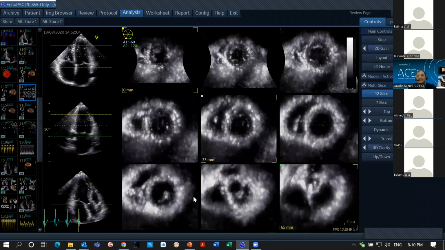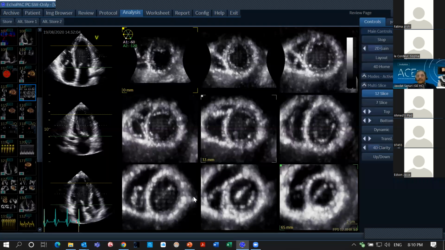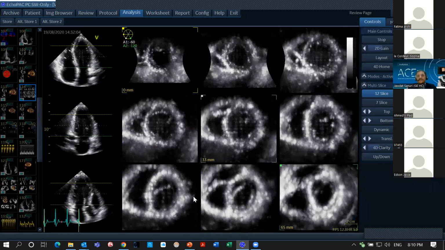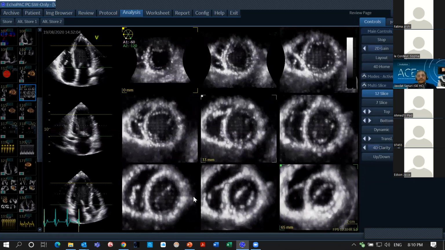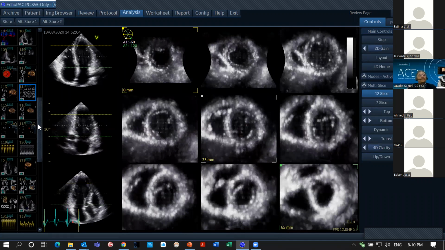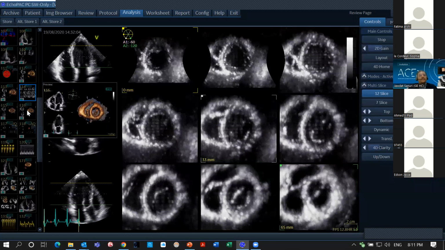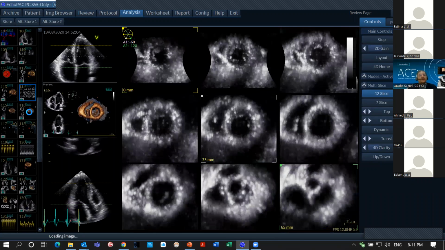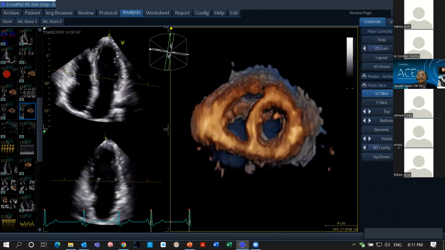Usually, sometimes with the RV free wall, I cannot see it with this multi-slice, then I need to readjust my views according to this multi-slice, and then I will be able to take the RV volume.